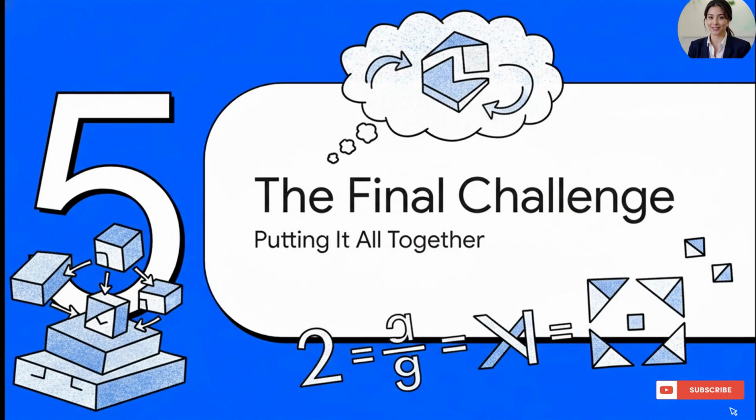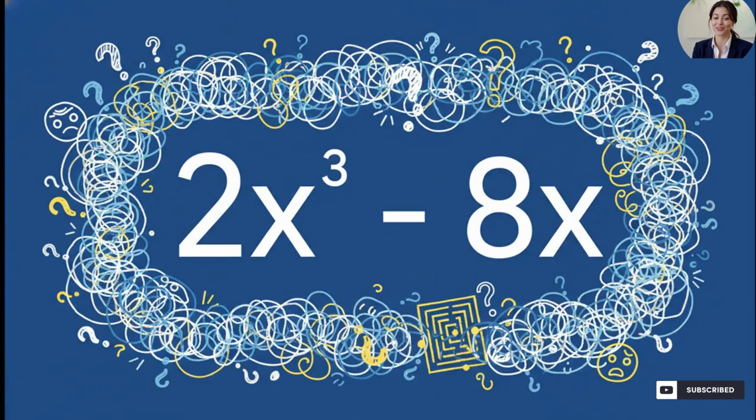We're going to combine a few of our methods to solve a problem that might look pretty nasty at first glance. So here it is, our final challenge, 2x cubed minus 8x. Yikes, it's not a trinomial, it's got a cube in it. Where in the world do we even start with something like this?